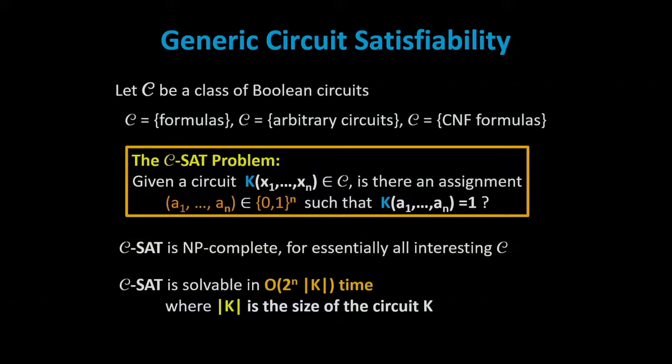Okay? Again, this problem is NP-complete for essentially all interesting classes C, and it's solvable, obviously, using brute force search. Try all possible assignments, evaluate them in time roughly linear in the size of the circuit. Okay? And we want to know to what extent this can be beaten. And later we'll look at when this can be beaten, what can you say about the circuit class C?